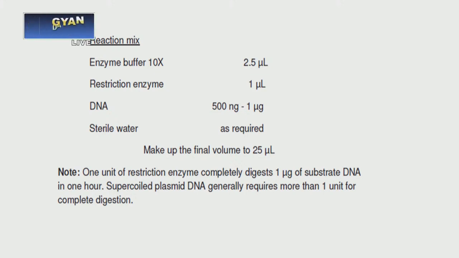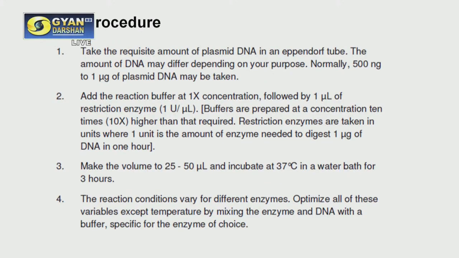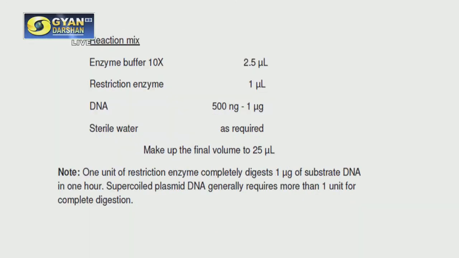Now, what is meant by 1 unit of restriction enzyme? I have written 1 unit per microliter. What is meant by unit? 1 unit of enzyme means it can digest 1 microgram of DNA in 1 hour. Supercoiled plasmid DNA generally requires more than 1 unit for complete digestion. So it might vary; you might need 1 microliter, or 1 unit, or sometimes even 2 units. It will actually vary with the plasmid.